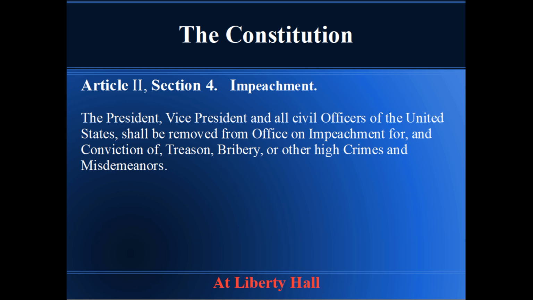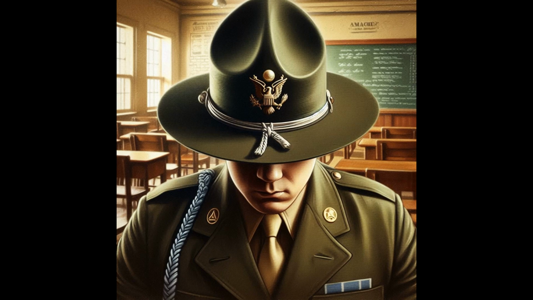Article 2, Section 4. Impeachment. The President, Vice President, and all civil officers of the United States shall be removed from office on impeachment for and conviction of treason, bribery, or other high crimes and misdemeanors. The President, Vice President, and all U.S. officials can be removed if impeached and convicted of treason, bribery, or serious crimes.